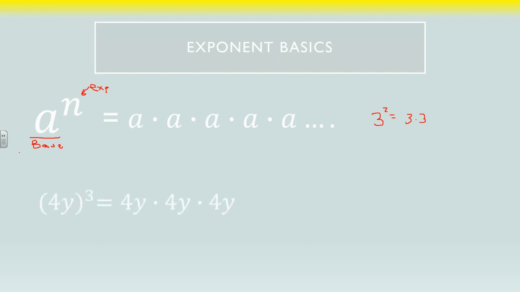Some other examples: I've got 4y taken to the third power. This exponent is telling me I'm going to multiply 4y, which is my base and is included within parentheses, by itself 3 times, so 4y times 4y times 4y. And in this example, I have x minus 3 as my base and 2 as my exponent. So my exponent is telling me I'm going to multiply my base by itself 2 times. Okay?